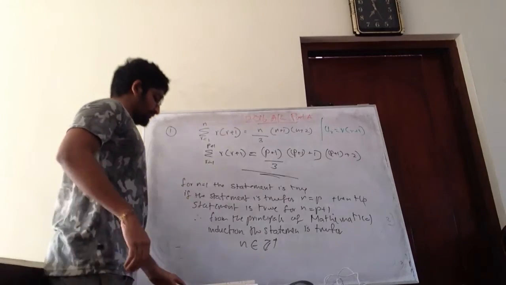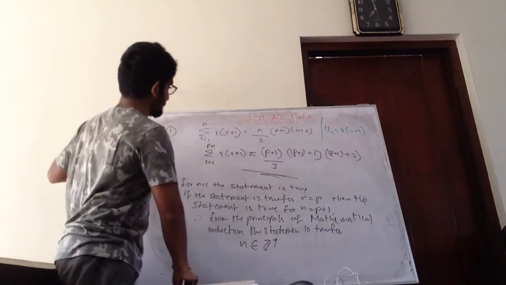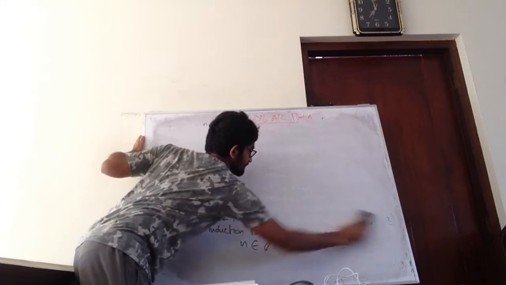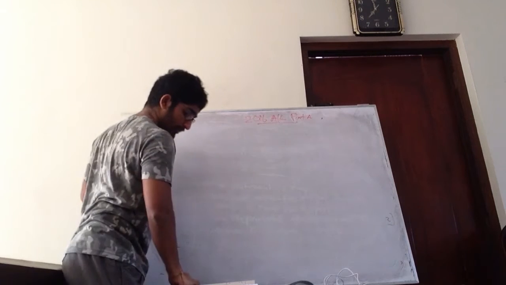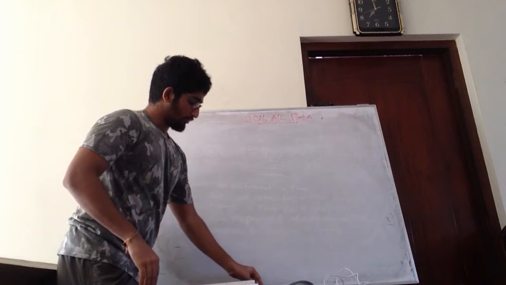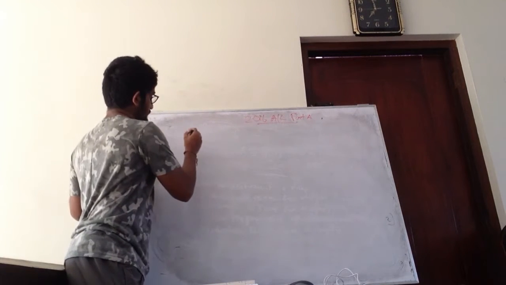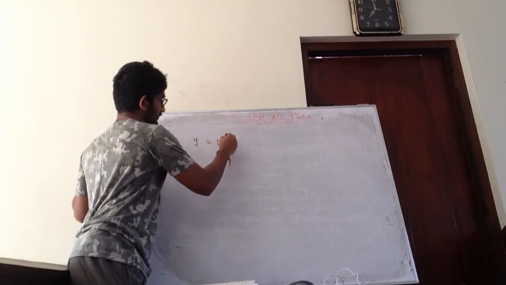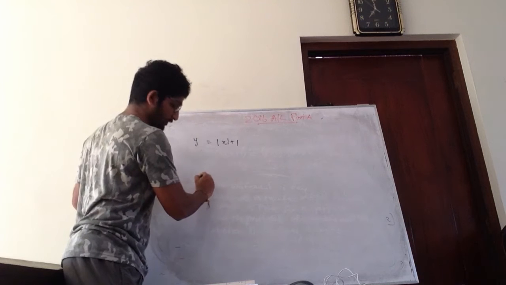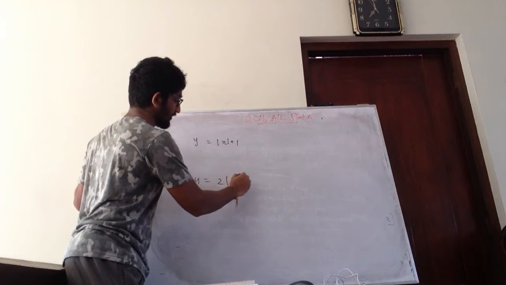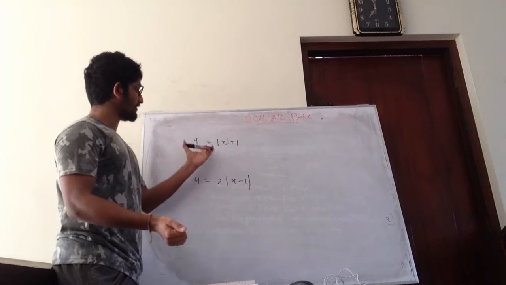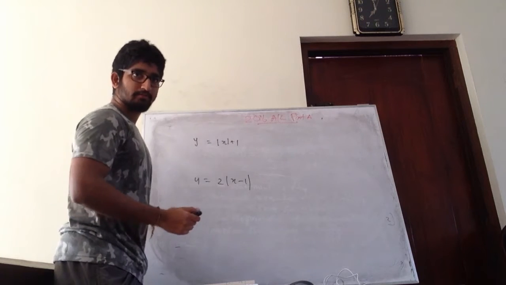Right. So question number 2. Question number 2 says to sketch the graph y equals modulus x plus 1 and y equals 2 modulus x minus 1. Right? So what I'm going to do is name this graph as y1 and y2.